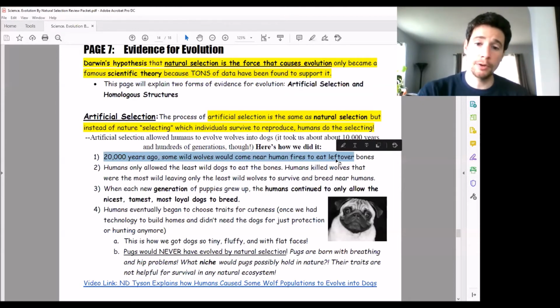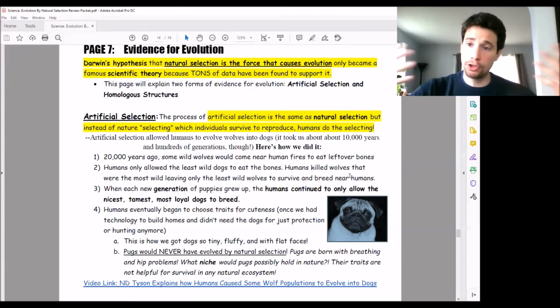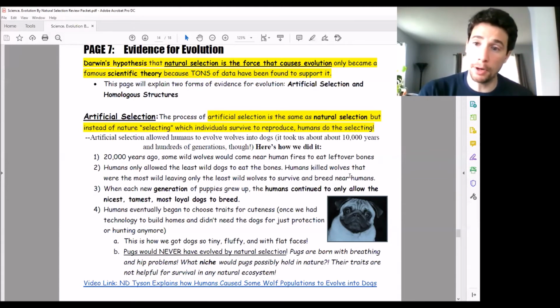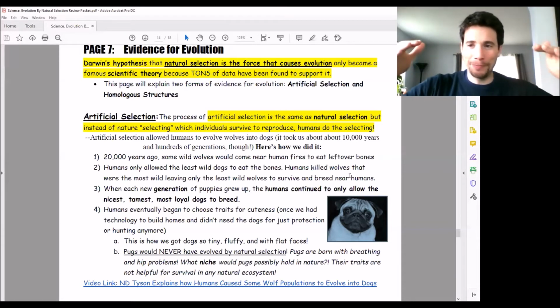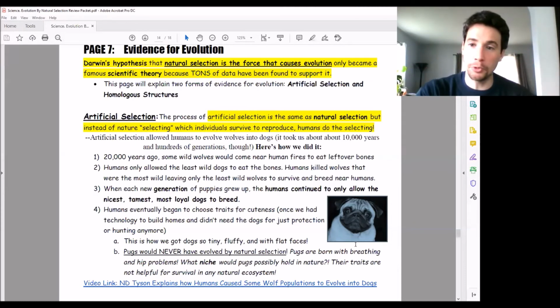And so that's what we did, things like pugs, like this little guy here. There's no way that they would have existed if nature had just run its course, and if humans didn't come in and basically create the pugs by just choosing the dogs with scrunchier faces. These dogs, pugs, have breathing problems and hip problems, almost right when they're born. So there's no way that these organisms would have been able to survive in nature.